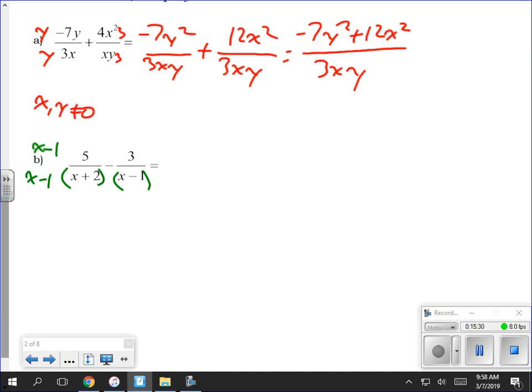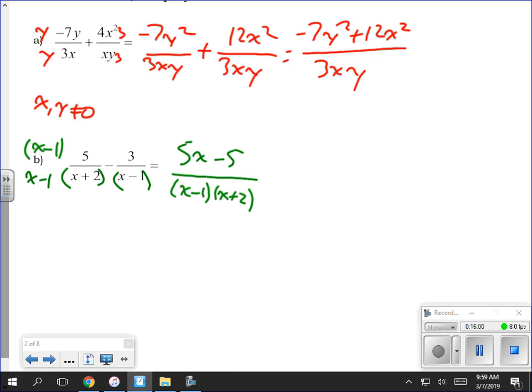Now, distribute the numerator. You have to multiply out your numerators when you do this. So I do 5 times x minus 1, which gives me 5x minus 5, all over x minus 1 times x plus 2. Leave the denominators unmultiplied. Leave them as the two factors. Trust me on this. The numerators, you have to. You have no choice in the matter. The denominators don't. Leave them in factored form.